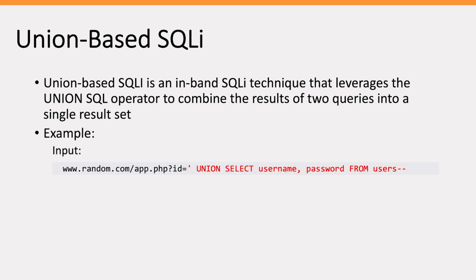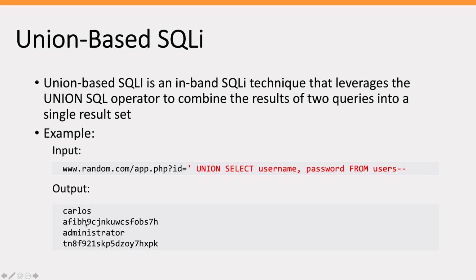Let's take an example. You have your application, www.random.com. It has an ID field that is vulnerable to union-based SQL injection. If you put in a valid ID, then the page will display all the products that are associated to that ID. Now, instead of just displaying the products associated to a specific ID, I want to output the results of another query. In this case, the query is select the username and the password from the users table. So output all the usernames and passwords from the users table and then comment out the rest of the query. So in this case, it will output the results of this query over here.